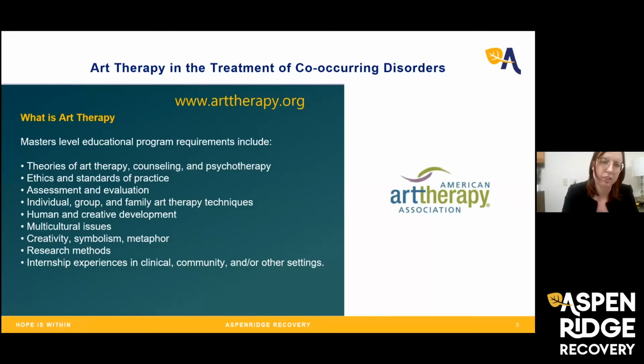It's very sensitive to multicultural issues. There's a lot of multicultural training in the art therapy programs because we would use different materials with different cultures. Requires a lot of internship experience, a lot of supervision.